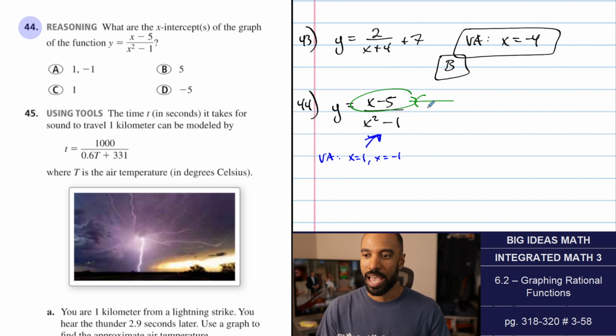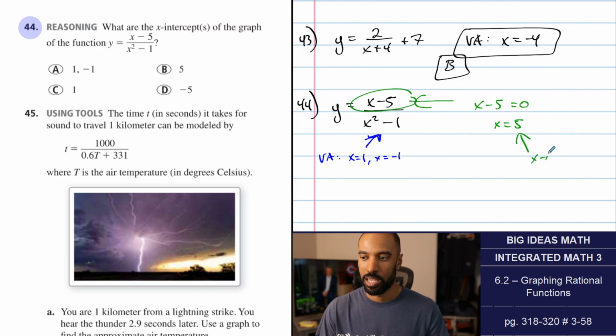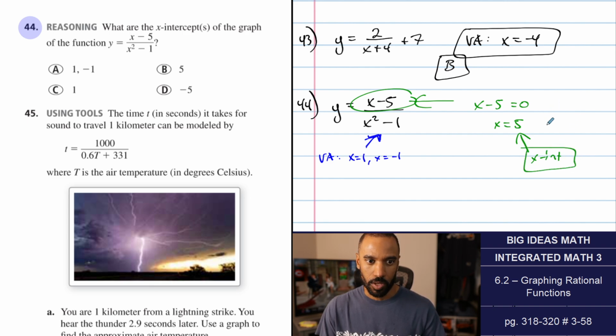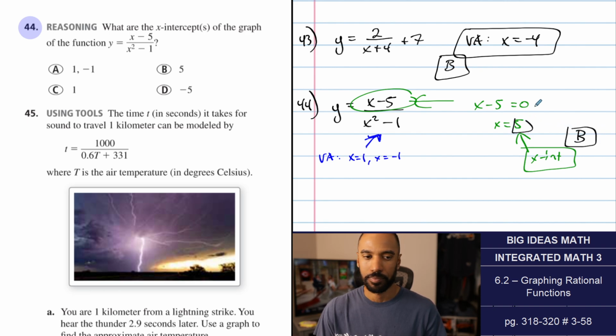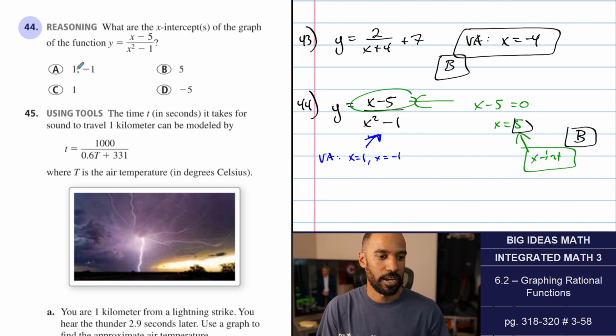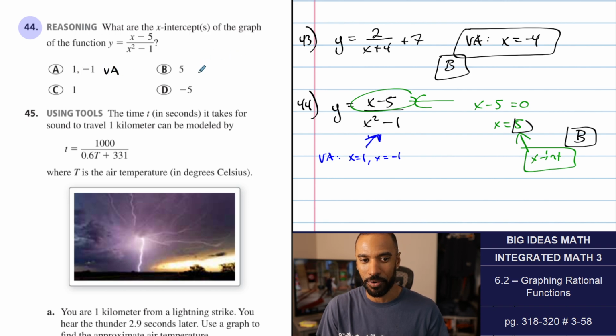It's this part. X-intercept is x minus 5 equals 0, x equals 5. This is the x-intercept. So x-intercept is at (5, 0). Oh, B. I didn't notice it was multiple choice. So option B here. By the way, the 1 and -1 right here, those are your vertical asymptotes. Those are answers to something for the graph, but not this thing, x-intercept.